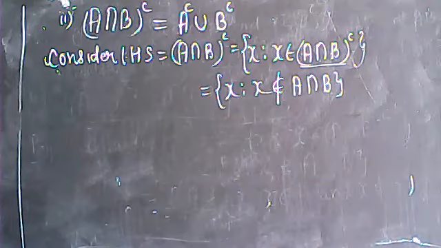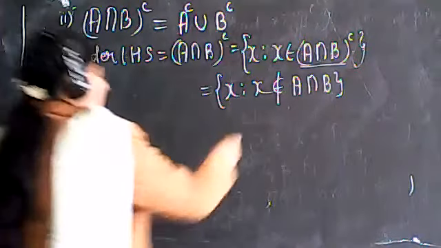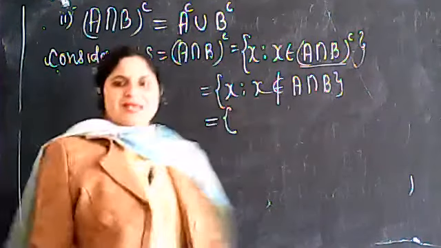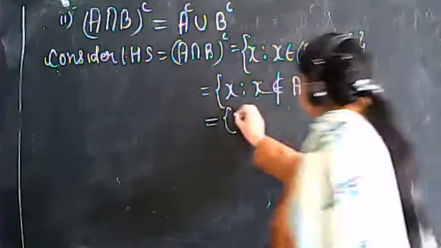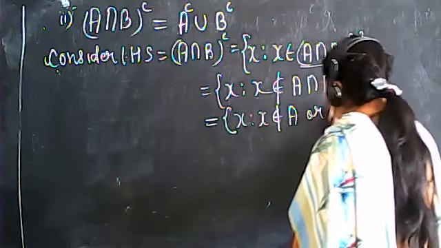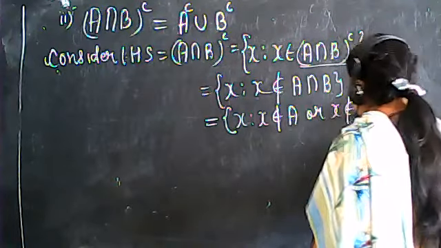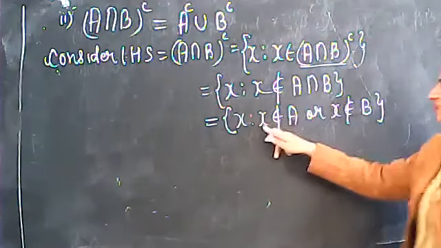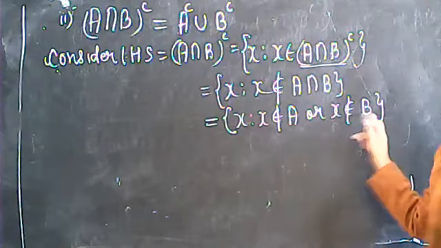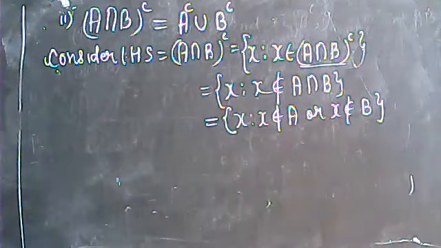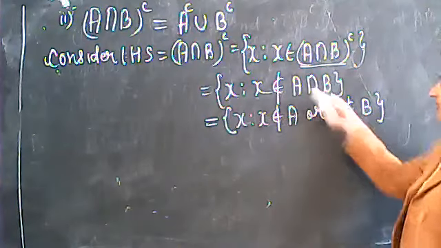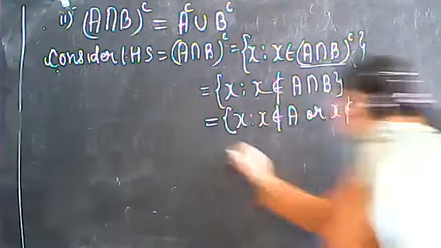Better, now let us have a look at the next step. Since X doesn't belong to A intersection B, it means X is not a common element. So we can say X doesn't belong to set A or X doesn't belong to set B. Either X is not present in the first set or it is not present in the second set. दोनों में से किसी एक जगह पे वो नहीं पड़ा हुआ. Because if X is available in both the sets, then it will go under intersection.